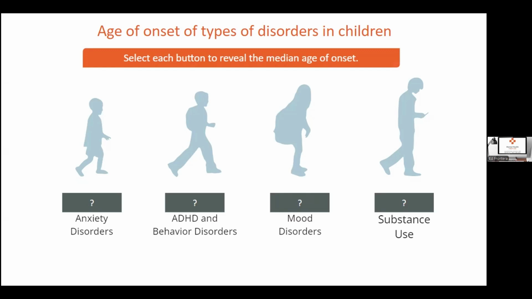Half of all mental illnesses develop by age 14, and 75% by age 24. Since most disorders develop in adolescence, we have an incredible opportunity to notice and connect to care. Select each box to reveal the median age of onset.